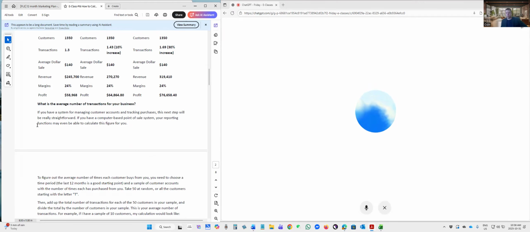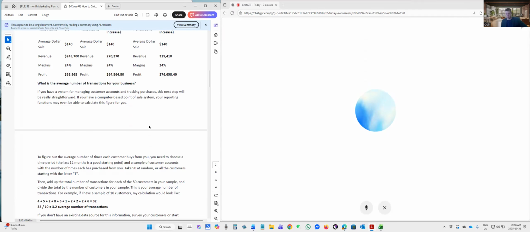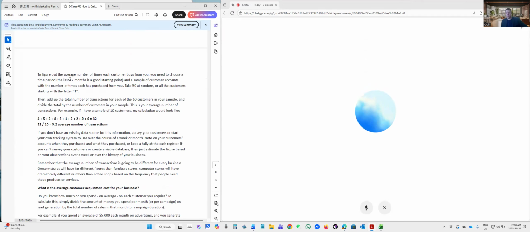What is the average number of transactions for your business? If you have a system for managing customer accounts and tracking purchases, this next step will be really straightforward. If you have a computer-based point of sale system, your reporting functions may even be able to calculate this figure for you. To figure out the average number of times each customer buys from you, you need to choose a time period. The last 12 months is a good starting point, and a sample of customer accounts with the number of times each has purchased from you.